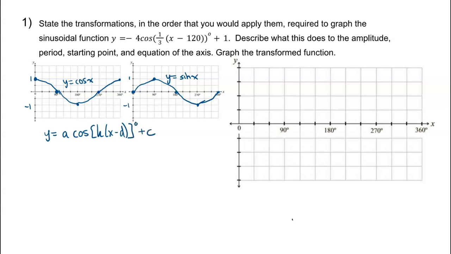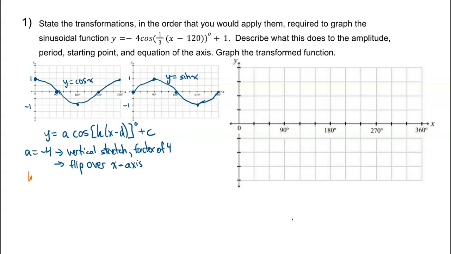In general, the transformed function is y equals a times cos of k times (x minus d) plus c. So a is -4, which means it's a vertical stretch by a factor of 4. In other words, we're going to take the y values and multiply them by 4, but it's also negative. So we're going to multiply those y values effectively by -4. We're going to vertically stretch it by 4 and flip it over the x, the horizontal axis.